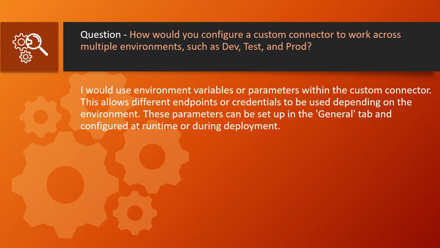How do you configure a custom connector to work across multiple environments such as development, test or production? So in this case, I would use the environment variables or parameters within the custom connector, and it will allow different endpoints or credentials to be used depending on the environment. These parameters can be set up in the general tab, and can be configured at runtime or during the deployment.